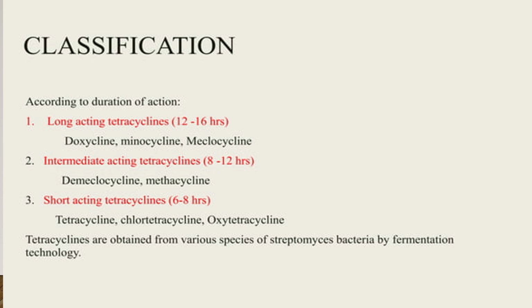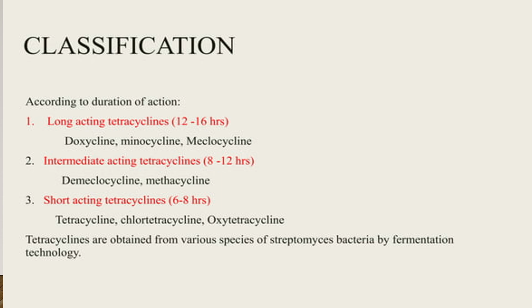Next class is short acting tetracyclines, having the duration of action between 6 to 8 hours. Examples of such drugs are tetracycline, chlortetracycline and oxytetracycline. Tetracyclines are obtained from various species of Streptomyces bacteria through fermentation technology.